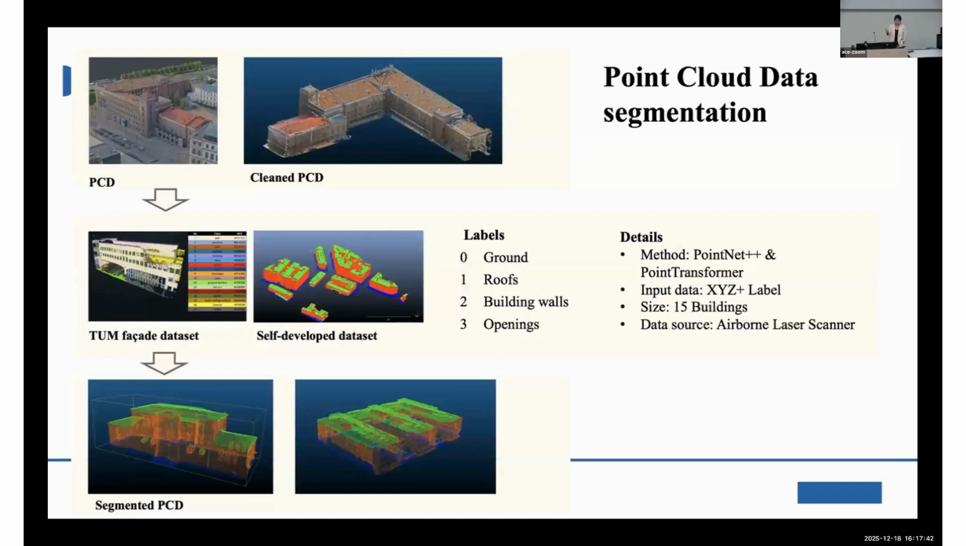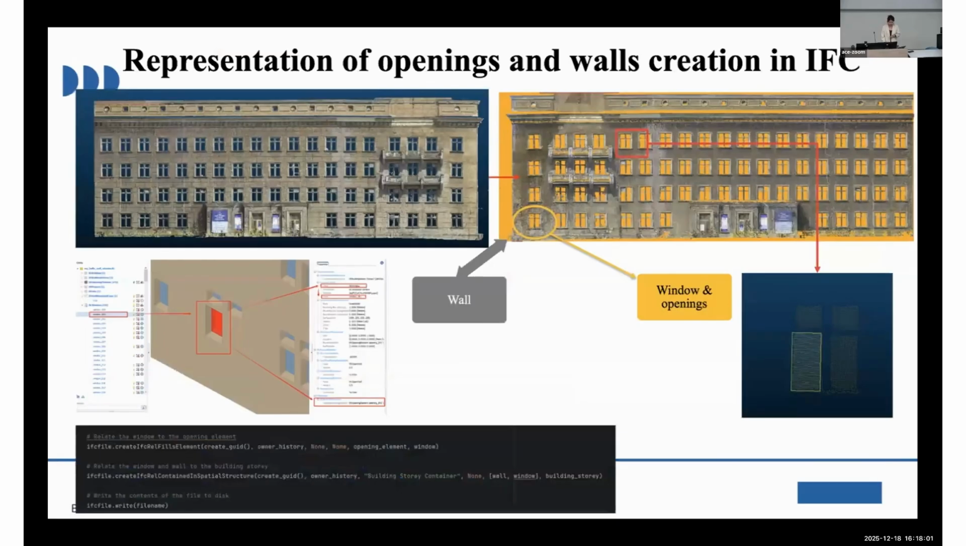Okay, so here's our point cloud data. We have a city point cloud data, and we want to segment it into ground, roofs, building walls, and openings. And we trained our own neural network through our own self-development data set and 2M facade data set. And the next step is to build the semantic spatial relationships between the objects. So in this facade case, the very important one is the relationship between the windows and the walls.